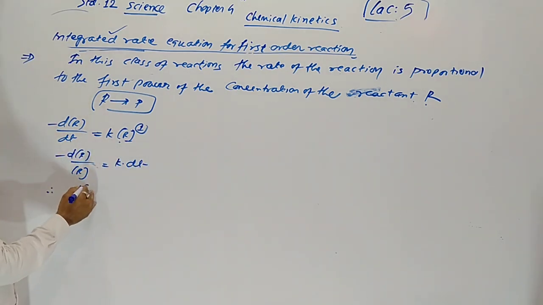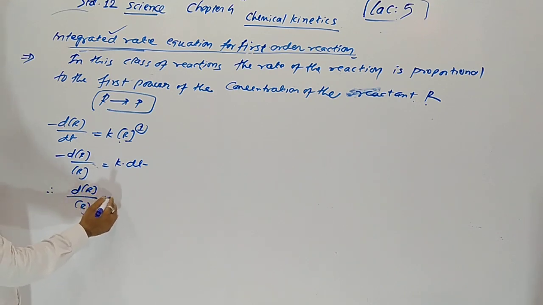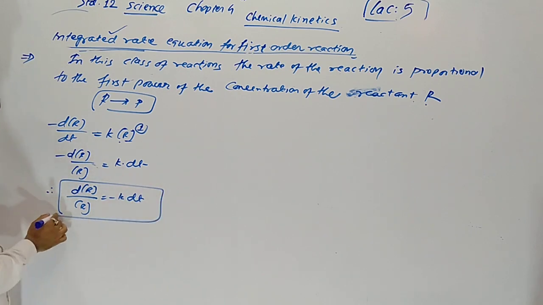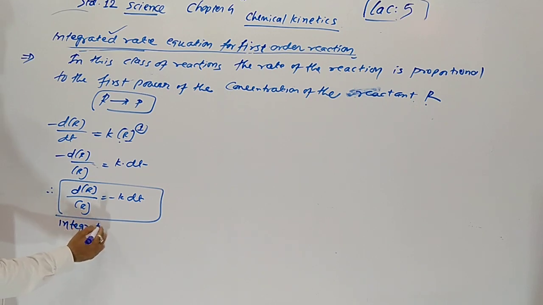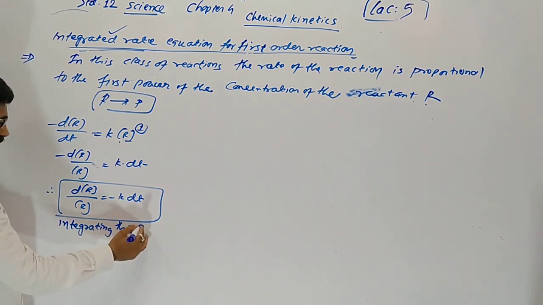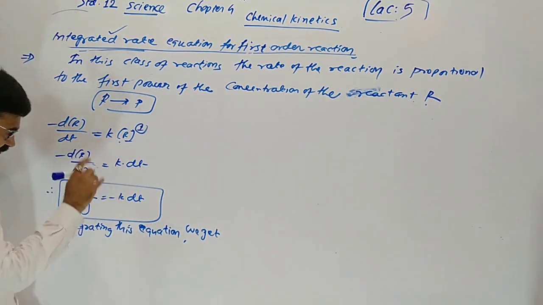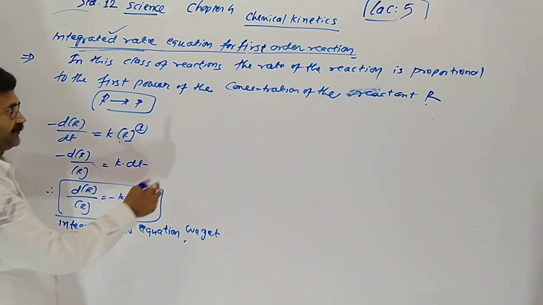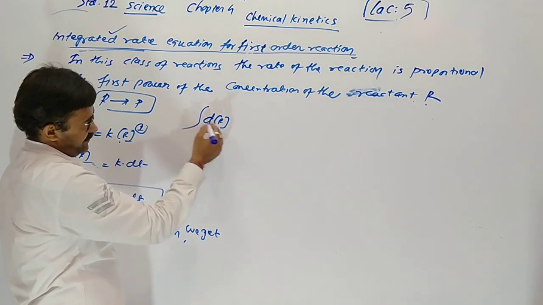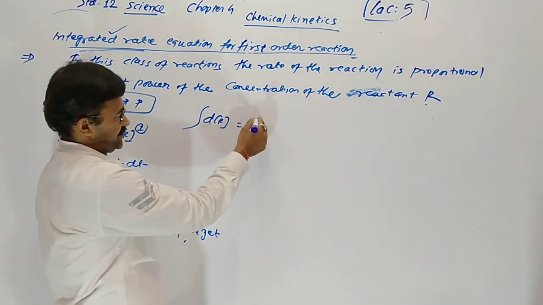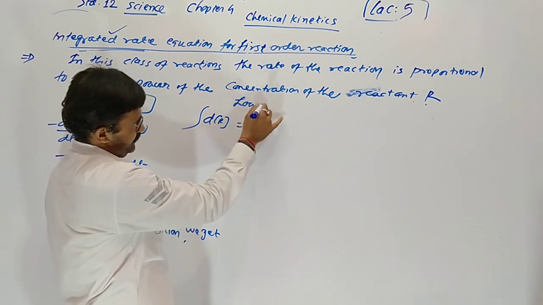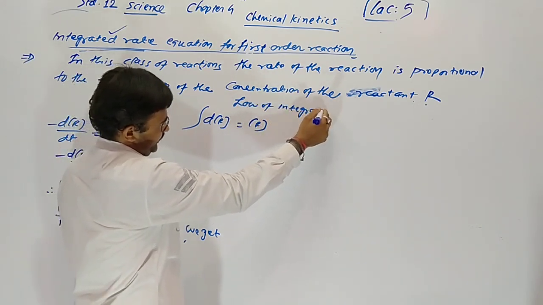Negative sign, on the other side, dr upon r equals minus k into dt. Now we have to integrate. Integrating this equation, we get, now the law of integration once again, a derivation. So dr, integration of dr gives r. This is the law of integration, note it down in your book.